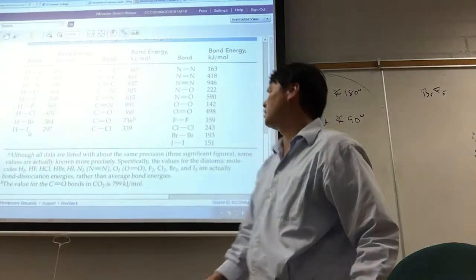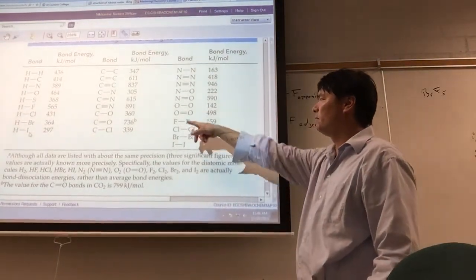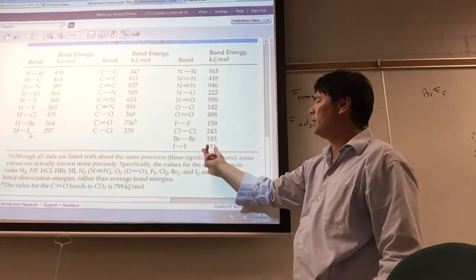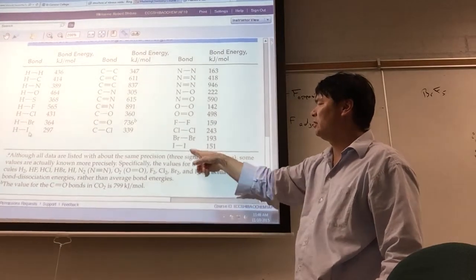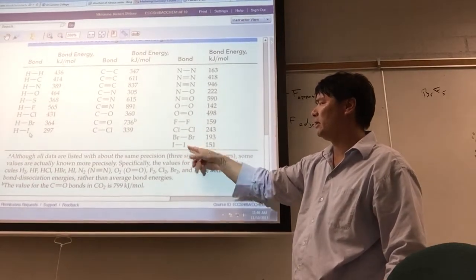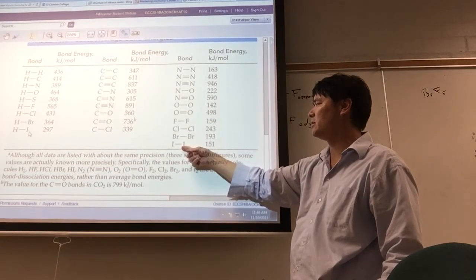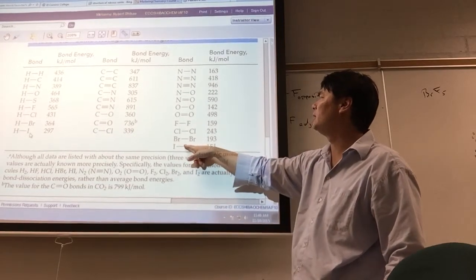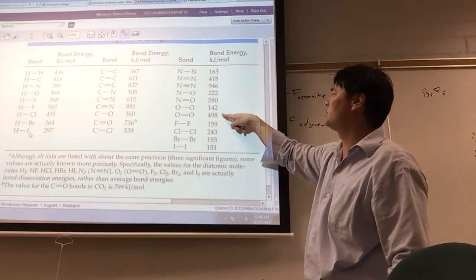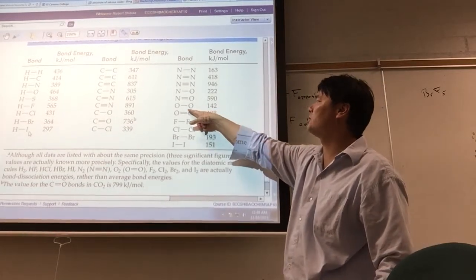All right, so we talked about bond lengths, now bond energies. 151 kilojoules per mole to break an iodine-iodine bond, which means visible light will break that easily. And so we got to protect iodine from light. Some other especially weak bonds, take a look at the oxygen-oxygen bond.